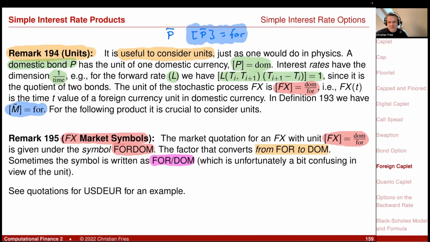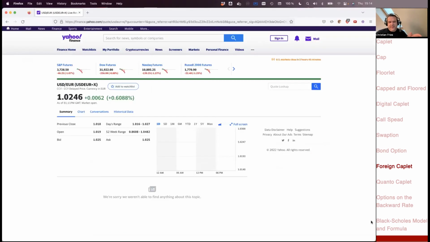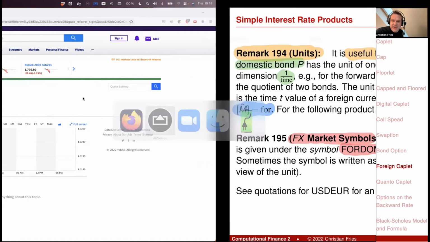So if you would like to have a look, if you go to some web page here, I have looked up the symbol US dollar euro, USD EUR. So this is my symbol here, sometimes USD/euro. But if you look here, it is a price and the currency is in euro. So this is the euro amount for 1 unit of US dollar. So this is the quantity you have to multiply with 1 US dollar to get the euro. So the physical unit of this is euro divided by US dollar. Okay, so that's a bit confusing. You have to check that you have the right units.